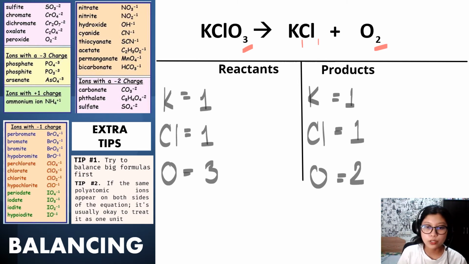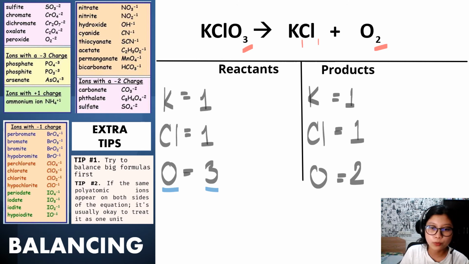Now, which of the elements has the highest number of atoms, according to tip number 1? Let's look for the big formula. Which of the elements has the highest number of atoms? That would be oxygen, because it has the highest number of atoms, which is 3. Now, how do we balance oxygen?